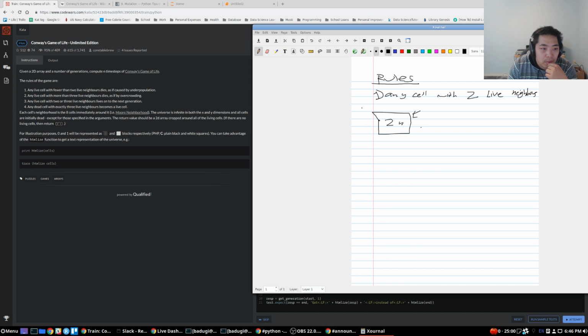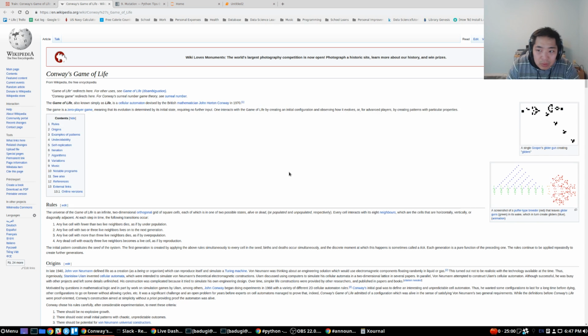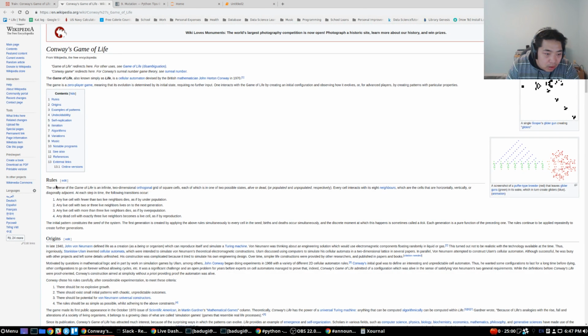Any cell with more than 3 live? What the hell does live mean? Hold on. Game of Life. It's a 0-player game, meaning that everything's just automated. The universe of the Game of Life is an infinite, 2-dimensional orthogonal grid of cells. Every cell interacts with its 8 neighbors. What's a cell?